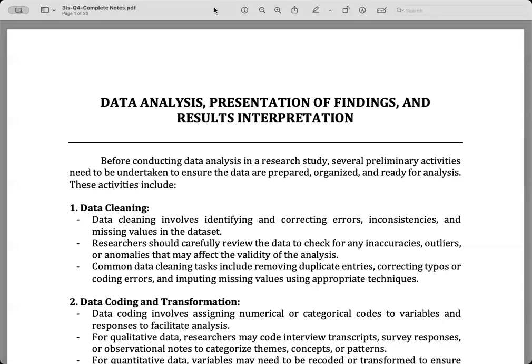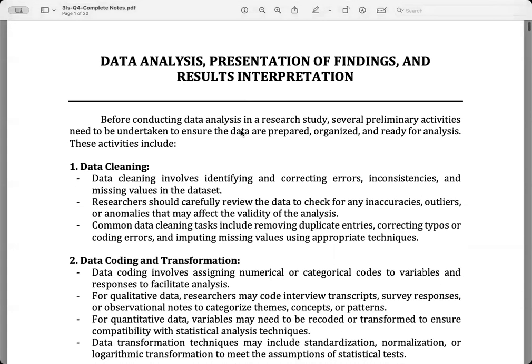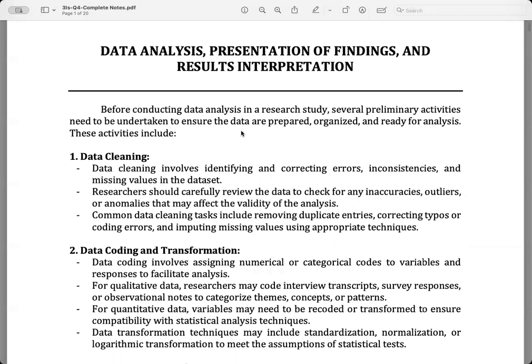Okay, so good day to everyone, and welcome to our reinforcement discussion on data analysis, presentation of findings, and results interpretation. So we are already on the last part of finishing our paper, and it's really very important that we get to understand how we are going to process our data, okay?